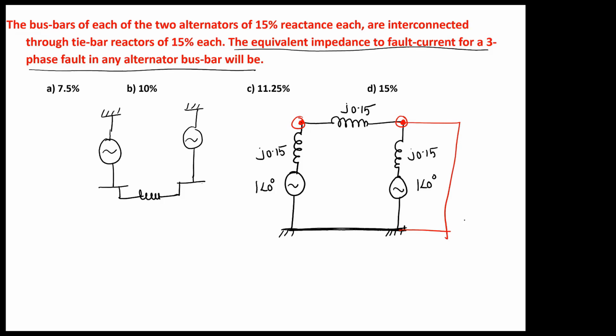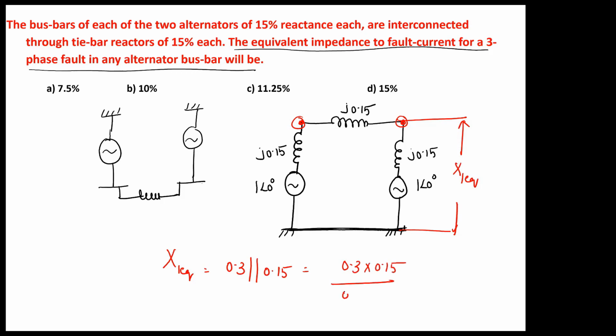Okay, very simple. You have to calculate the Thevenin's impedance, X1 equivalent, between these two points. You will get exactly the same value whether you do it at this point or this point. So if you short circuit the voltage sources and calculate, X1 equivalent will become directly 0.3 in parallel with 0.15. So this is 0.3 into 0.15 divided by 0.45. So it will become 0.1. In percentage, it will become 10%. So option B is the right option. Option B is the right option. Have you understood?